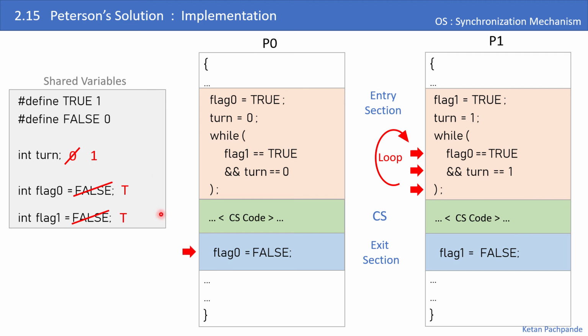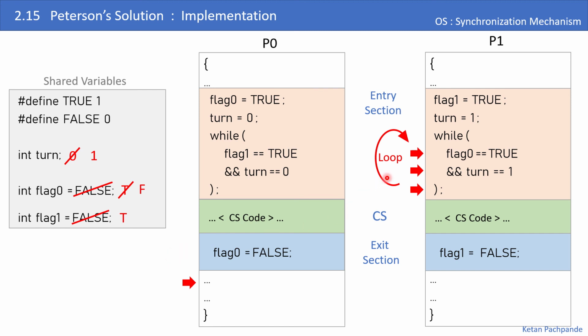Let me go ahead with the process P0. So let's assume that the process P0 comes out of the critical section, and in the exit section it is going to set the flag to false, indicating that its job is over in the critical section. And it comes below and does its other non-critical section work.